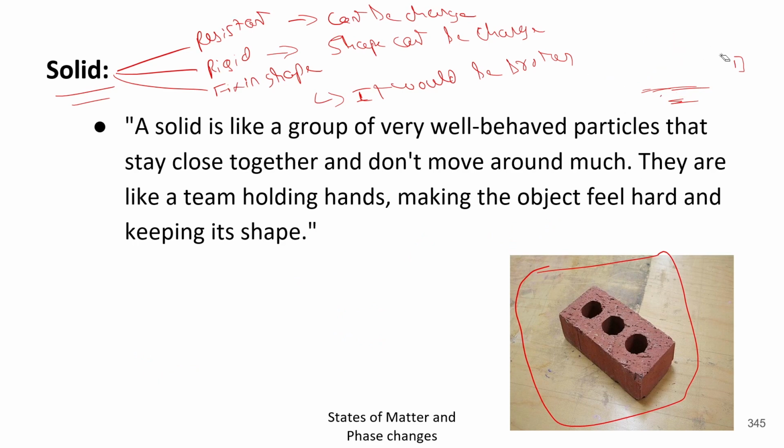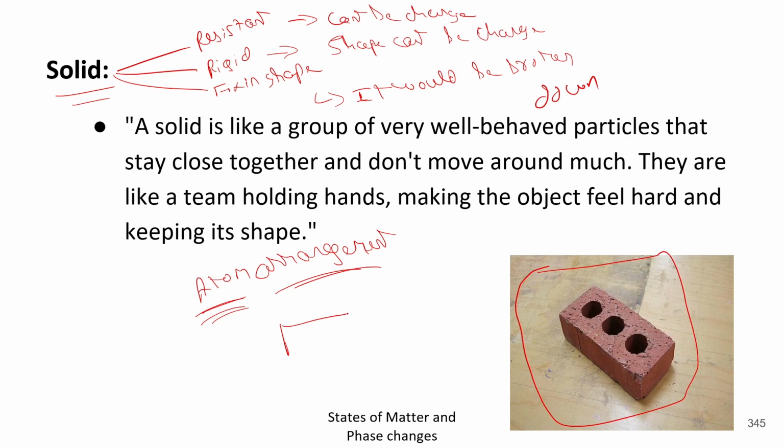Now second question is why is the solid rigid? Now the answer is atom arrangement. Because in a solid like this one, atoms are very closely packed. So that's why it is rigid. And that's why it cannot be transformed into another form except by breaking it into two pieces. Got it? So it is about the solid.